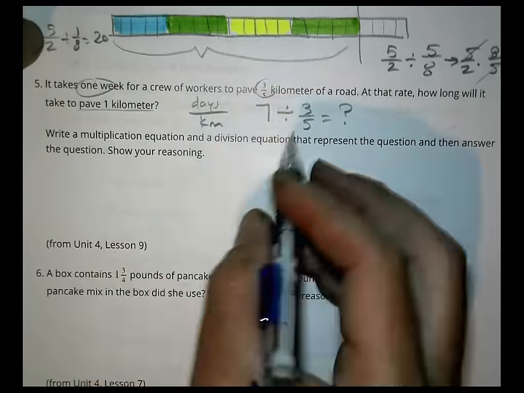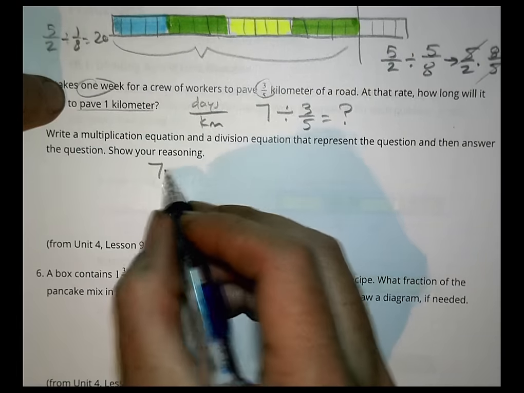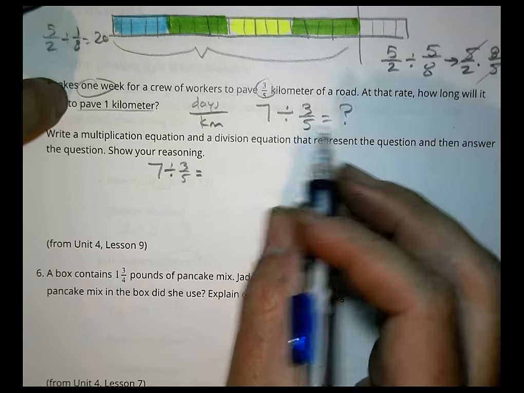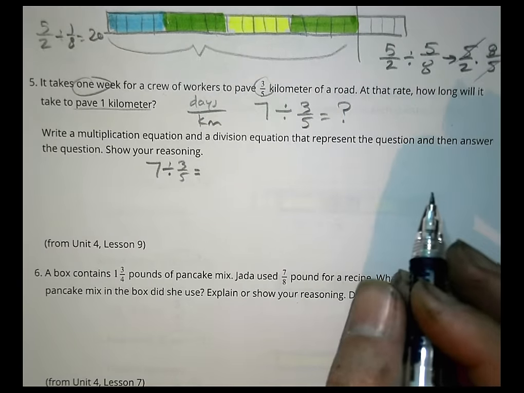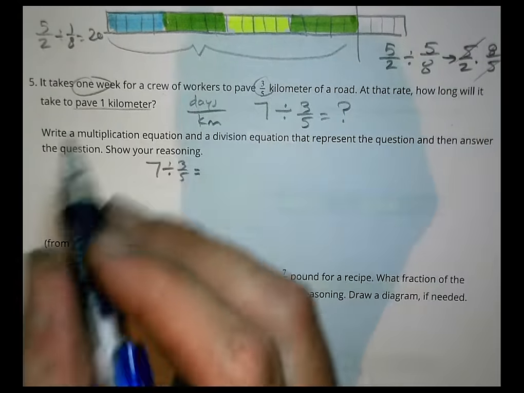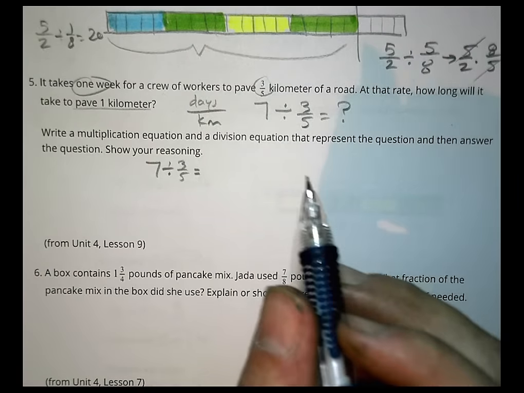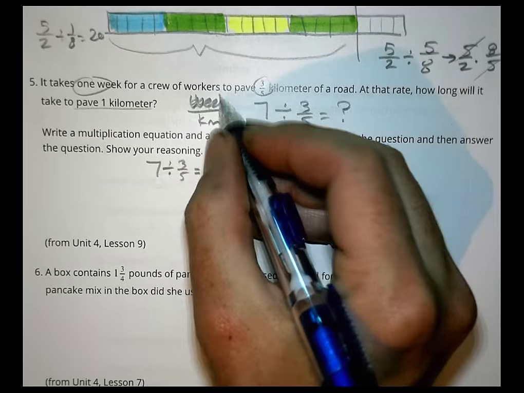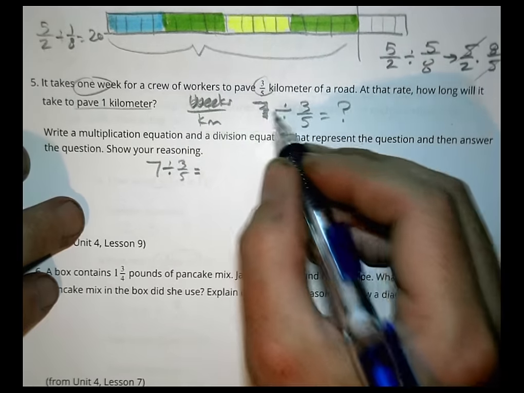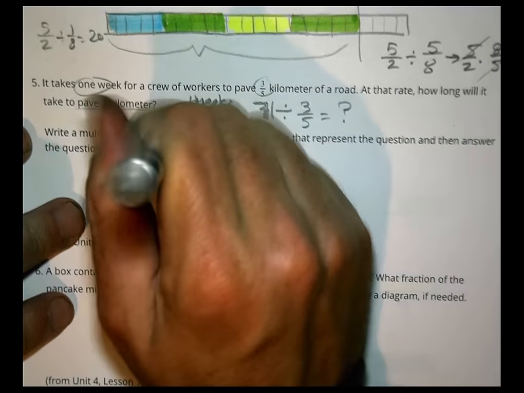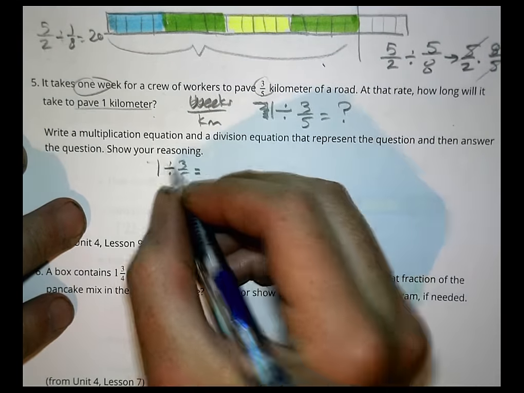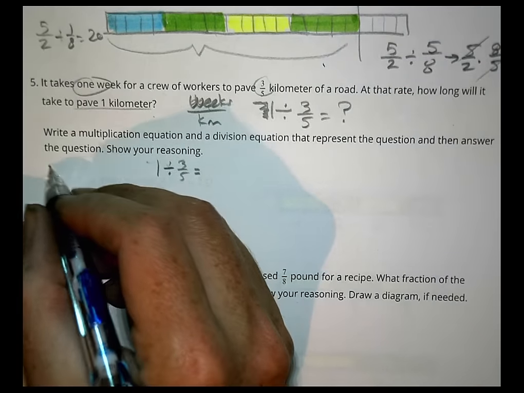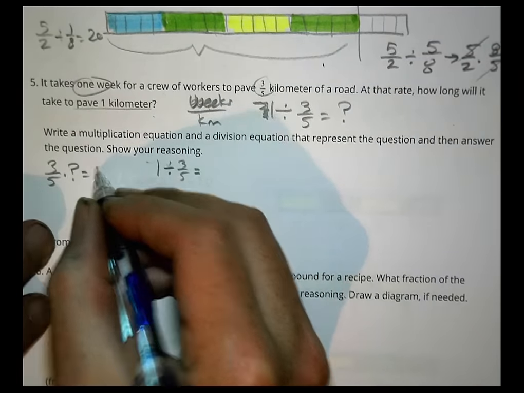So, division multiplication equation, our division one we're going to use is 7 divided by 3/5. Now, I'm looking at my notes here. My notes, I left it as 1, not 7. So if we kept this as weeks, we would make this 1 divided by 3/5. Let's just do that. They didn't really ask about days or weeks, so sorry about that. So that's division. Multiplication would be 3/5 times something equals 1.